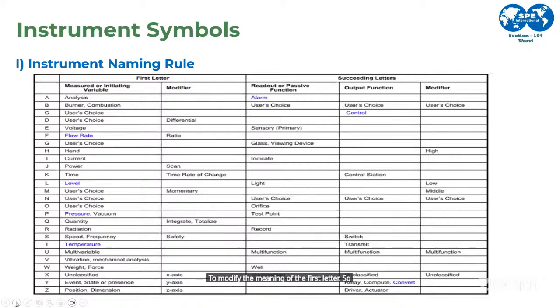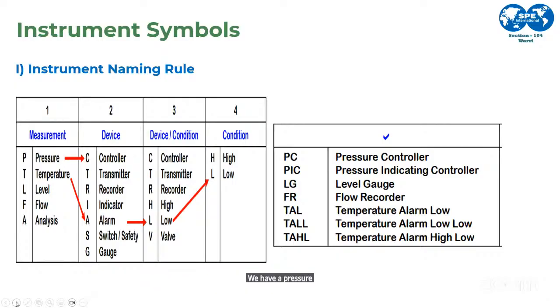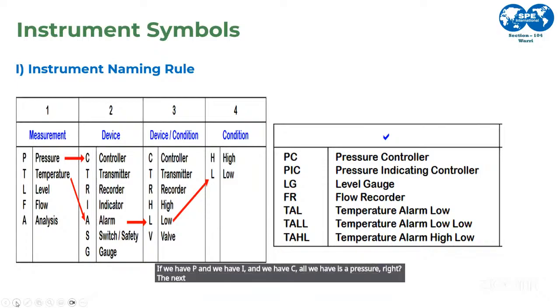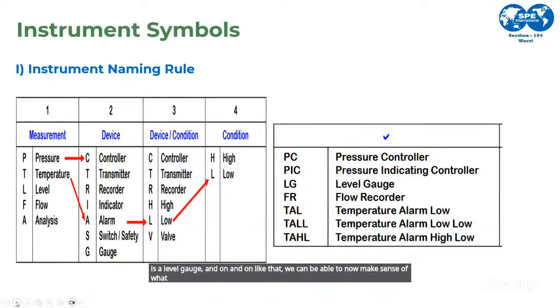So for example, if we go to the next slide, I've tried to put together something. What we are trying to measure is pressure, right? And so if we have PC, we have a pressure controller. If we have P and we have I and we have C, what we have is a pressure, the next letter is an I, an indicator, the next is a C, a controller. So we call it a pressure indicating controller. The same thing for LG is a level gauge, and so on like that. We are now able to make sense of what it's all about. Basha, the next slide.